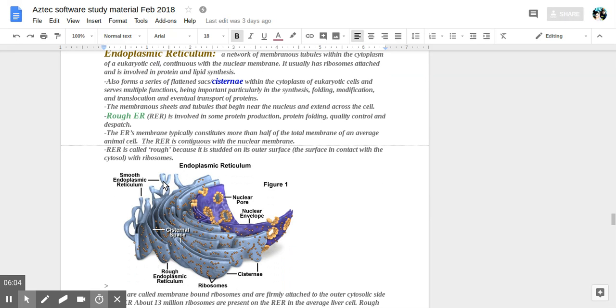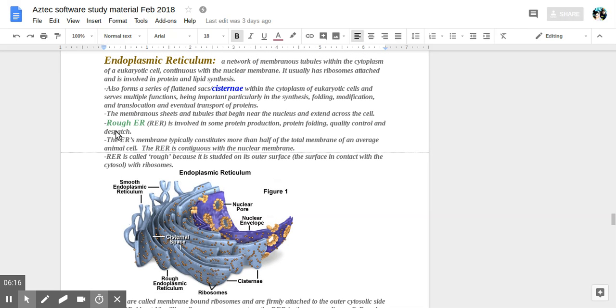The membranous sheets and tubules that begin near the nucleus and extend across the cell are what make up the endoplasmic reticulum. Rough endoplasmic reticulum is involved in protein production, protein folding, quality control, and dispatch. The endoplasmic reticulum's membrane typically constitutes more than half of the total membrane of an average animal cell.